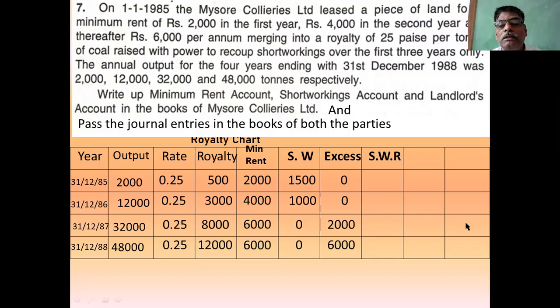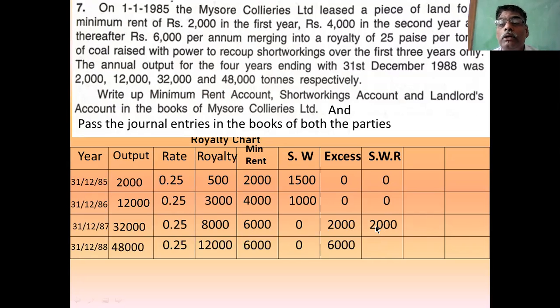And after this year, you are not permitted to recover the short working. Whatever short working remains at the end of 31st 12 1987 goes to a recovery column. You see here, in the first year not possible to recover, there is no excess. Second year also, no excess. Third year, 2,000 is excess. You recover 2,000.